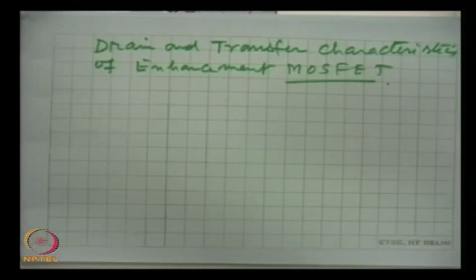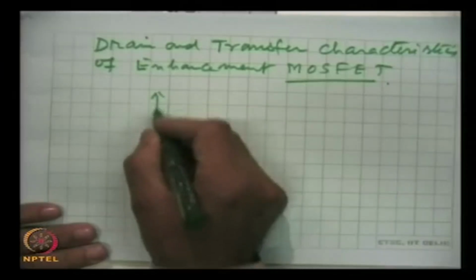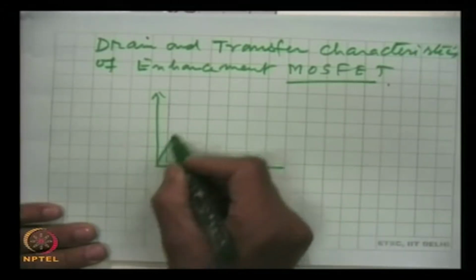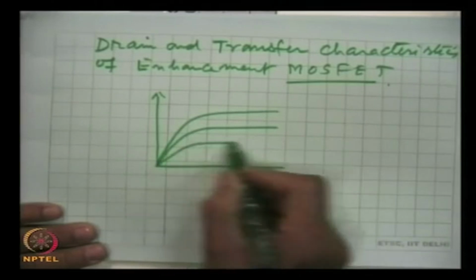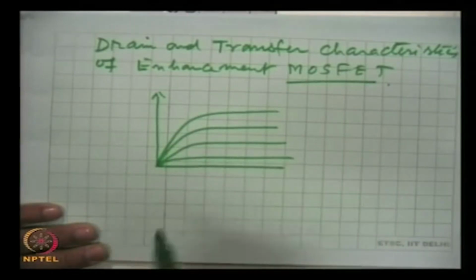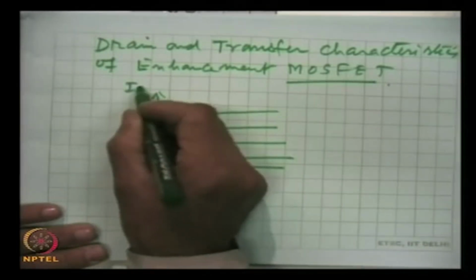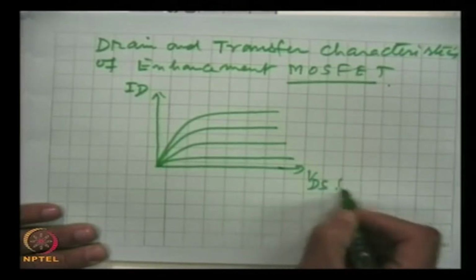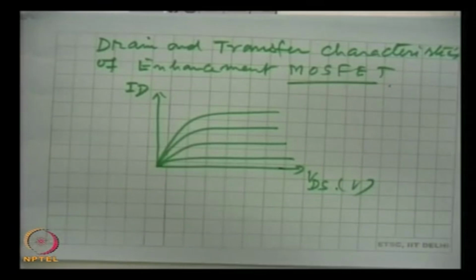These characteristics we will draw, and like this they will be, this is drain current, this is VDS in volts, and these characteristics again can be divided into 3 regions: the ohmic region, the saturation region, and the cutoff region, and that we will explain, and we will see. The device is operated in the saturation region when used as an amplifier.